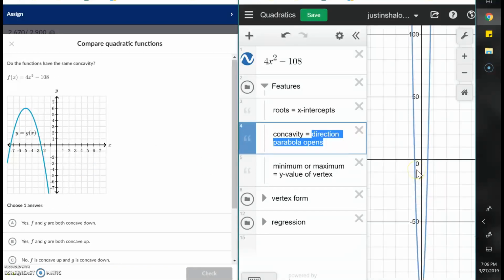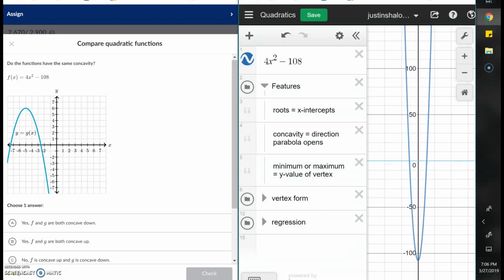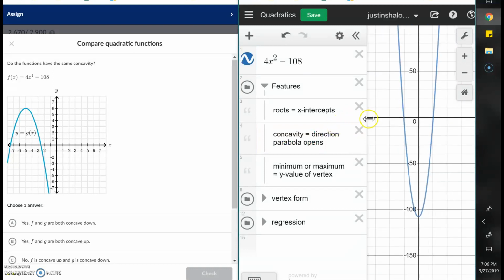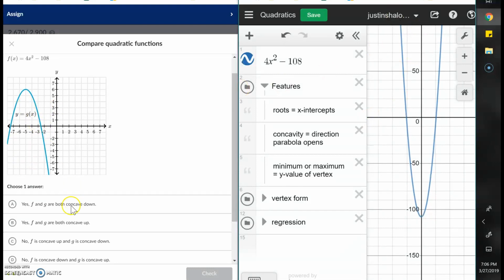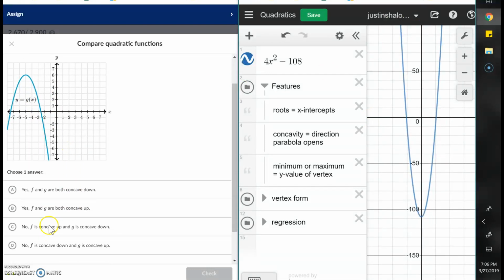So the one that we graphed looks like it opens up. You can see that it's opening up. And the one that's graphed in Desmos is opening down. So we can say that f is opening up and g is opening down.